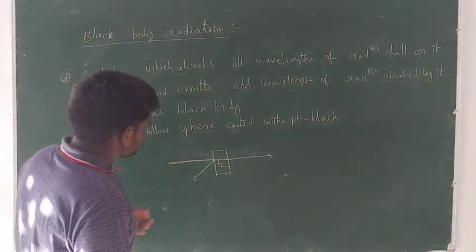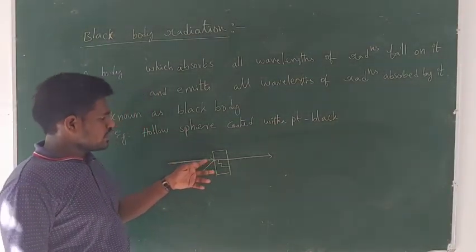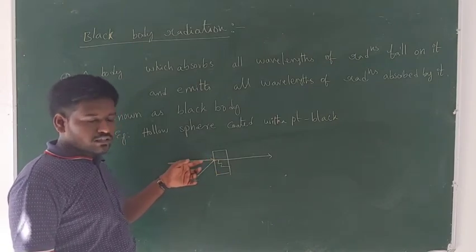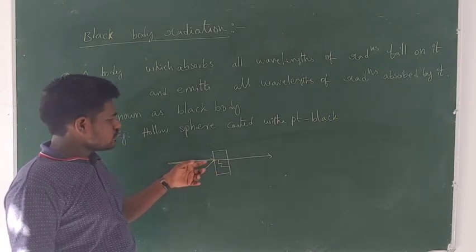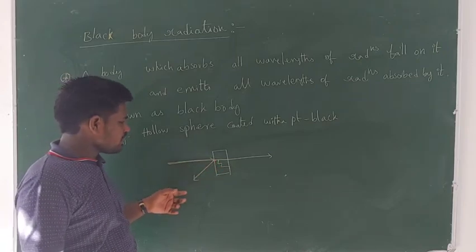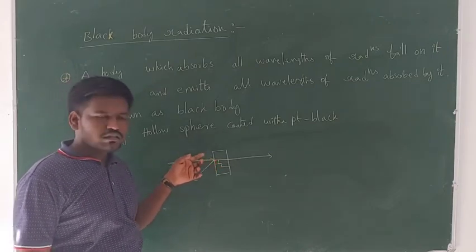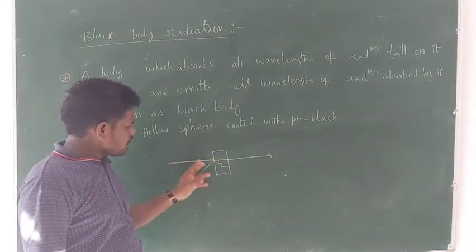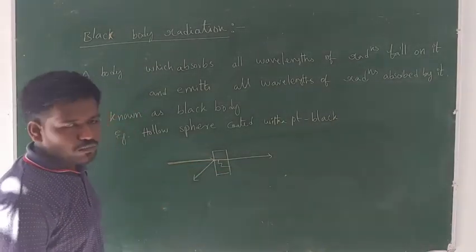So when a body is exposed to radiation, three things happen. First, energy is absorbed by the body, energy is reflected by the body, and energy, it means radiation, is transmitted through the body.